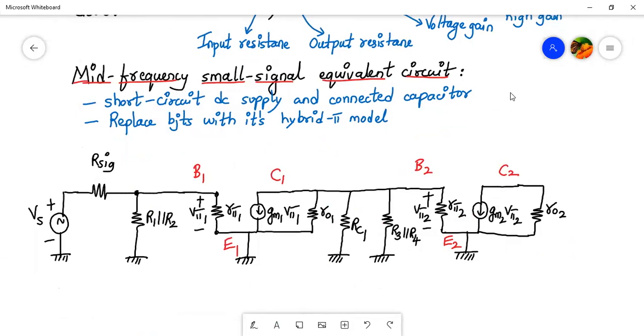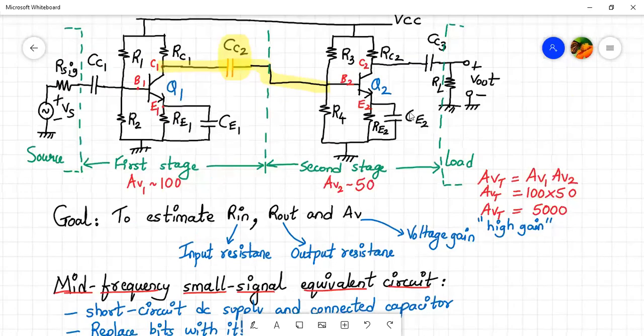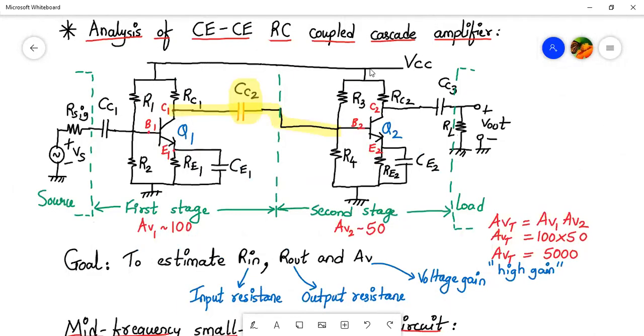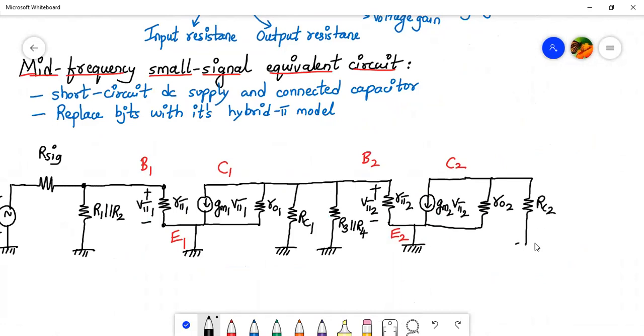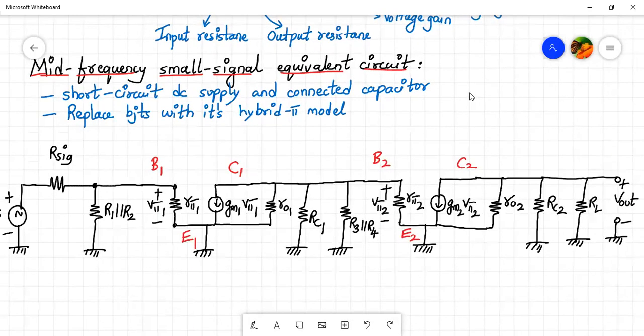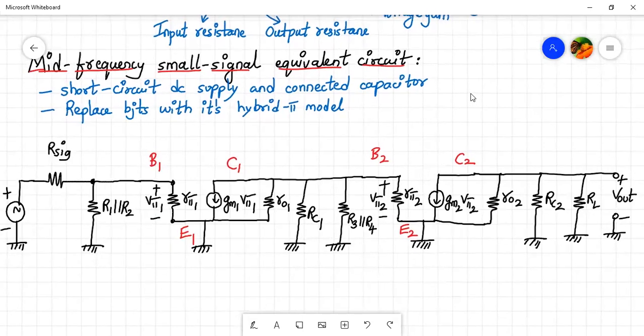Now the only thing left is collector 2. From collector 2 we have resistor RC2 going towards the ground, and then CC2 is short circuited. RL is also going towards the ground, so RC2 is in parallel with RL. Here we have RC2 connected towards the ground, and finally RL, which is also connected to the ground, and in parallel we can show the voltage plus minus Vout. Okay, fine. So this is how your mid frequency small signal equivalent circuit will look.